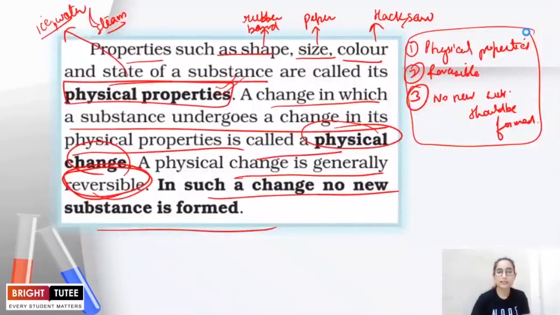So in this lecture, we basically introduced the topic of physical and chemical changes. We did many activities, we learnt about many changes which are physical, and we learnt that the changes in which there is a change in physical properties of a substance are particularly known as physical changes, and in such changes no new product is formed and the change is generally reversible. So these were the physical changes, and this was the first topic of your chapter.